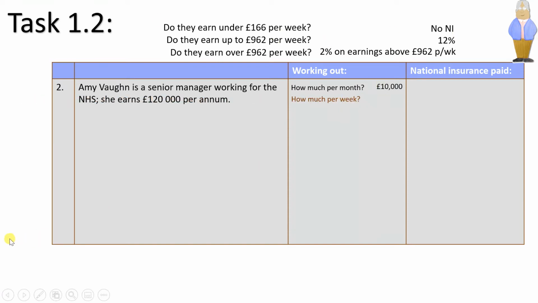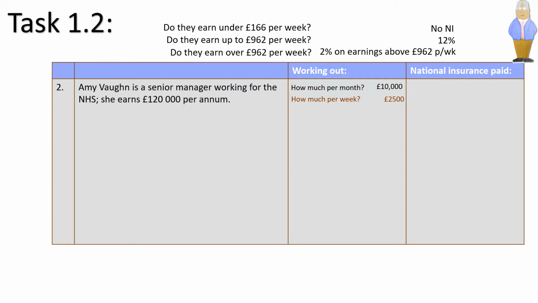Next question is, how much is that per week? So we take the £10,000 and how many weeks shall we have in a month? Yep, you've guessed it, we'll have 4. So that's £10,000 divided by 4 weeks gives you... Now we've got an idea of the weekly figure that Amy gets, the £2,500.